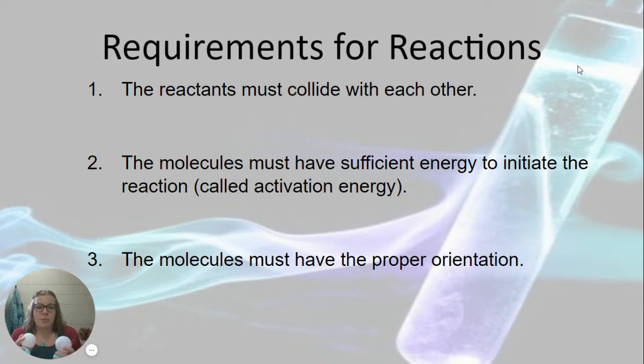The next thing that has to happen is when they hit each other, they have to have sufficient energy to break apart in the first place. And that ties into our activation energy that we talked about in the previous unit. So they have to have enough energy so that when I hit them, the force that occurs with this collision is enough to break this bond here. Okay, so the bond between these guys needs to be broken with sufficient force from the collision. And they need to have the proper orientation.